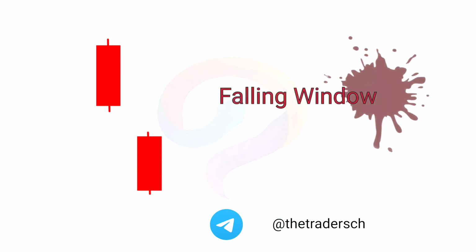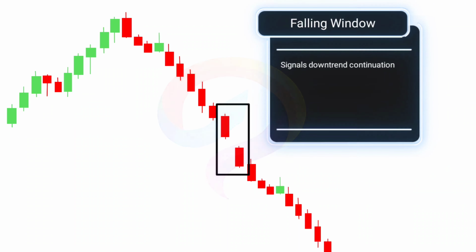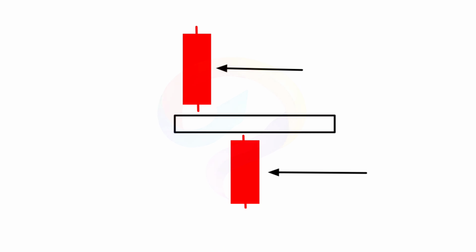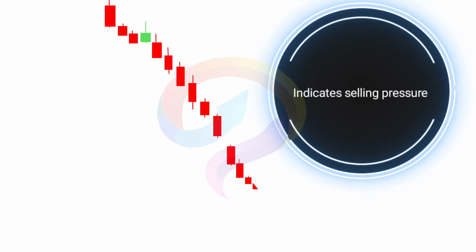The falling window, also known as the falling gap, is a bearish candlestick pattern that signals a potential continuation of a downtrend. This pattern is characterized by 2 consecutive red candles with a gap between them, where the opening price of the second candle is lower than the closing price of the previous candle. This creates a window or gap on the chart that suggests a strong shift in market sentiment towards selling.